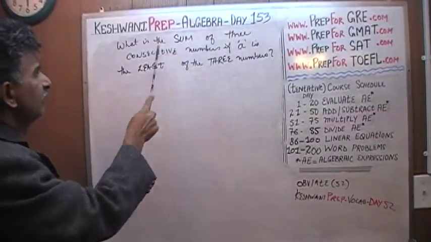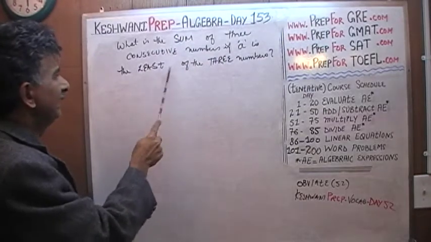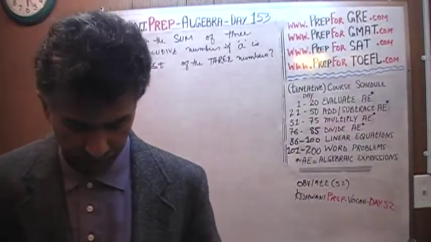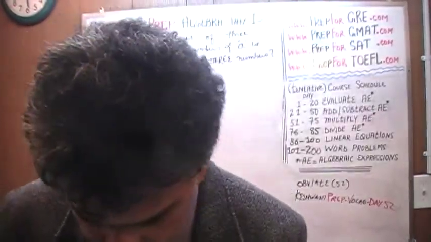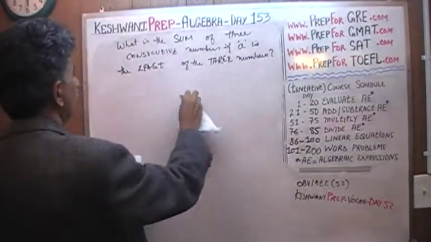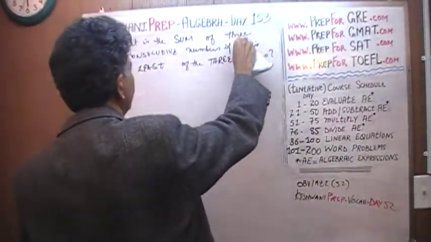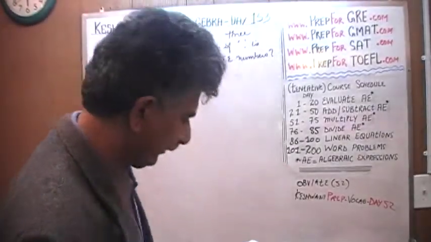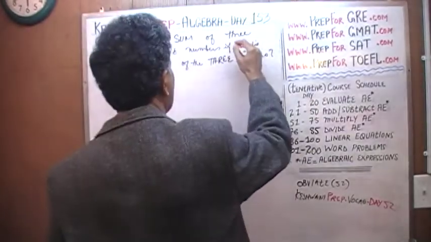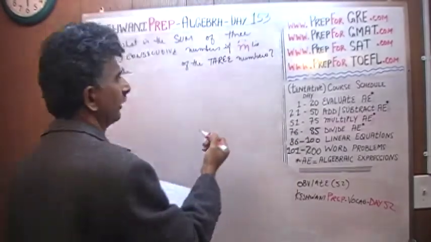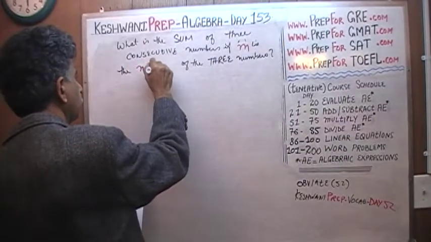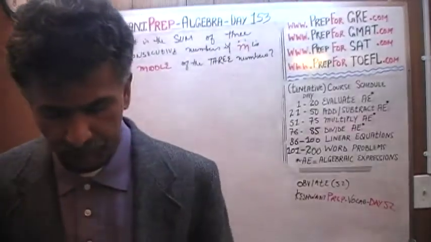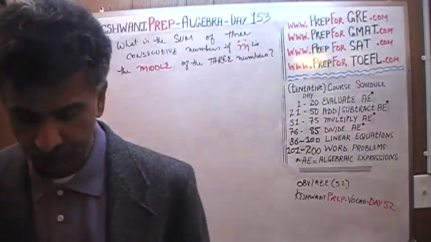It says, what is the sum of the three consecutive numbers if A is the least of the three numbers? Today we're going to do a problem very similar to this one, which is why I have not erased it. The problem that we're going to do today reads something like this: what is the sum of three consecutive numbers if M, letter M, is the middle of the three numbers? Same exact thing, except yesterday we talked about the least one. Today we're talking about the one in the middle.